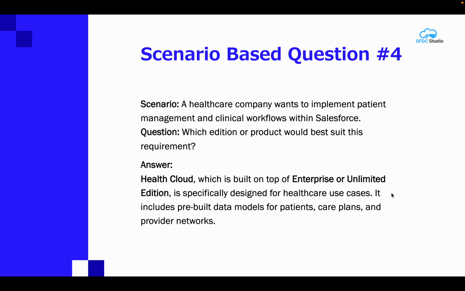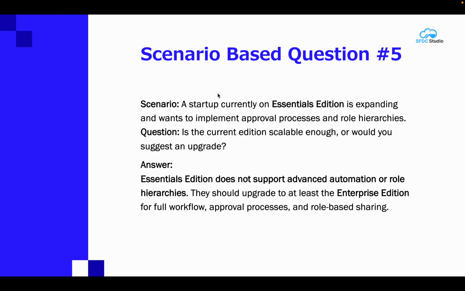Okay, and now let's move to the fifth scenario-based question. A startup currently on Essentials edition is expanding and wants to implement approval processes and hierarchies. Is the current edition scalable enough or would you suggest an upgrade? If you know, Essentials edition does not support advanced automation, so in that case, you need to at least have Enterprise edition.